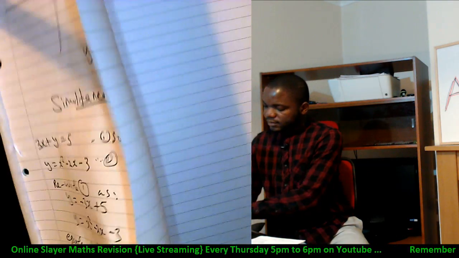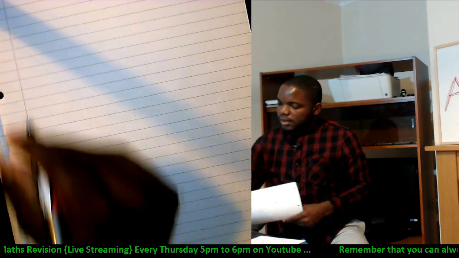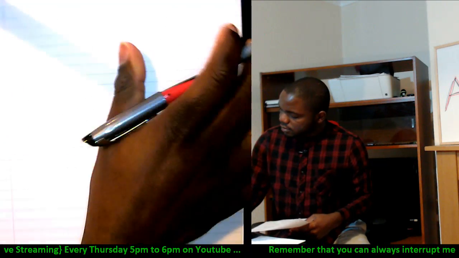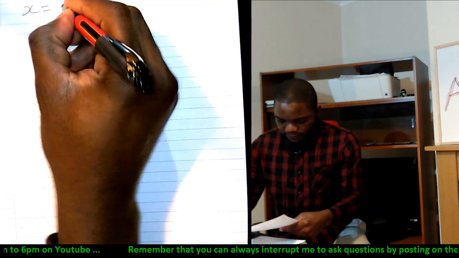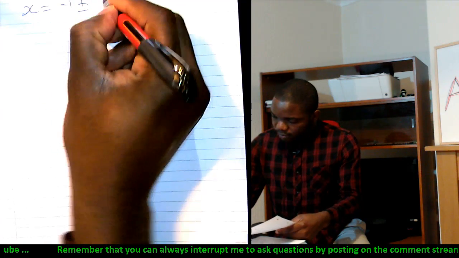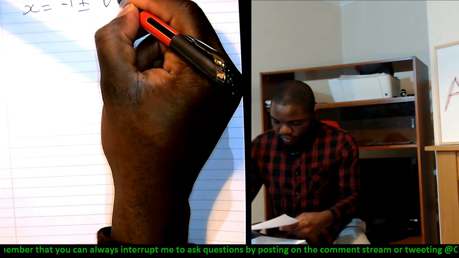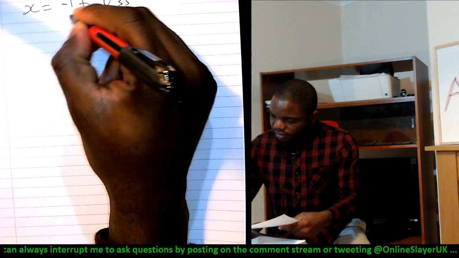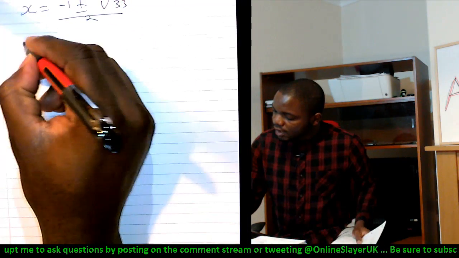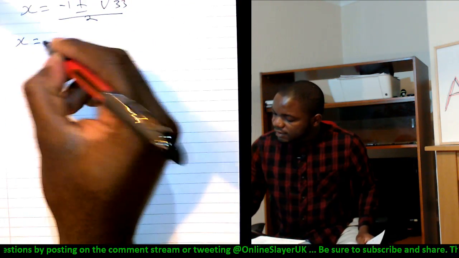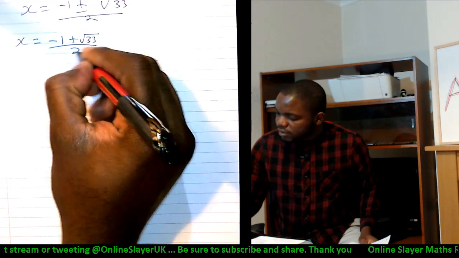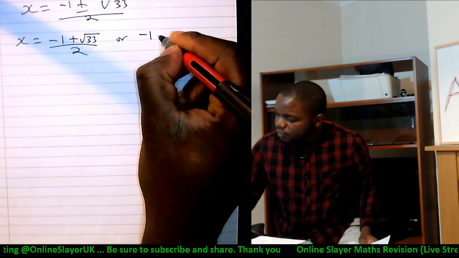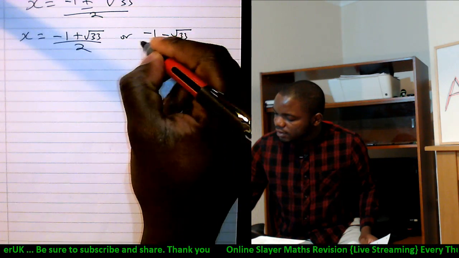So x is, all right, x is therefore minus 1 plus or minus square root of 33, all over 2. Now x is therefore minus 1 plus root 33 over 2, or minus 1 minus root 33 over 2.